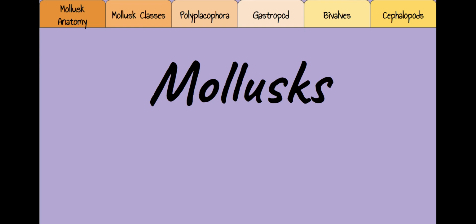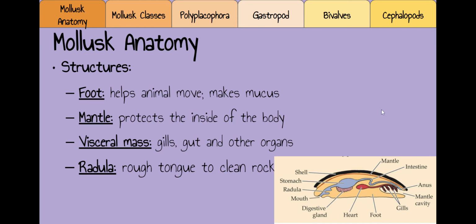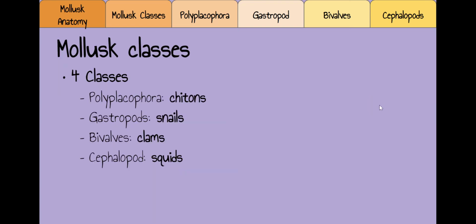In mollusks, we're talking about mollusk anatomy, mollusk classes. Those classes fall under polyplacophora, gastropods, bivalves, and cephalopods. So let's talk about all mollusks have 4 main structures. They all have a foot that helps the animal move and also makes a mucus, a mantle, which protects the inside of the body, a visceral mass, which has gills and gut and other organs, and then radula. It's a rough tongue to clean the rock that it's working its way around.